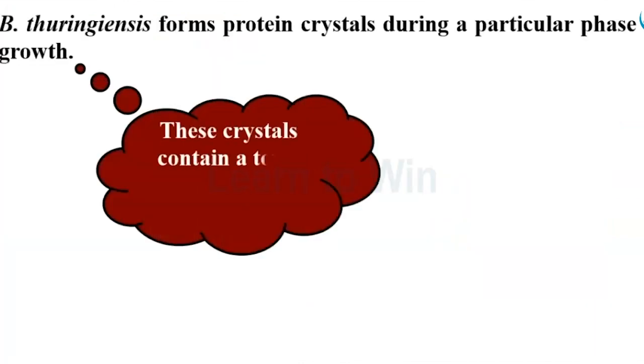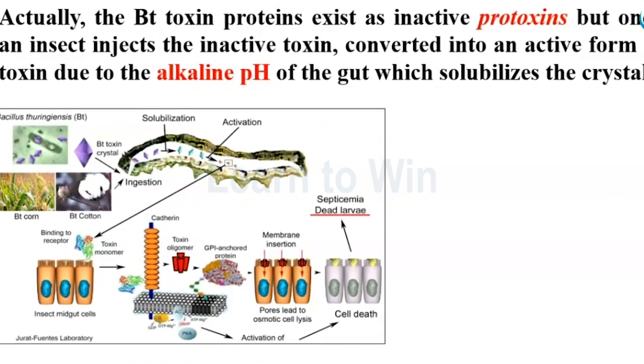Bacillus thuringiensis protein crystals are toxic insecticidal proteins. And if the plant is able to produce that, then the plant can destroy these insects, these lepidopterans, these coleopterans, these dipterans. Now, how is it destroying them? Apparently, the Bt toxin is actually inactive. When it is produced, it is inactive and it is called a protoxin.